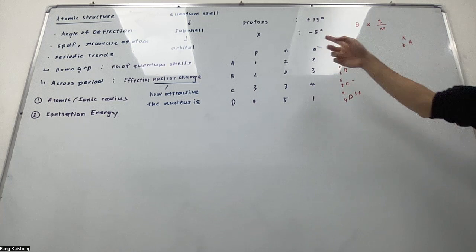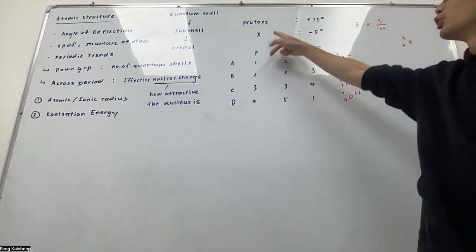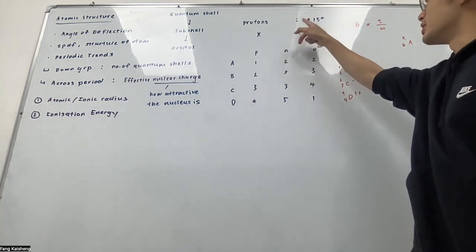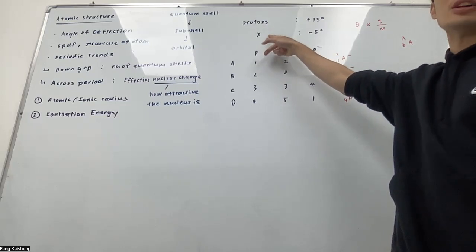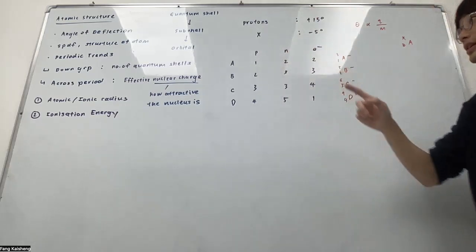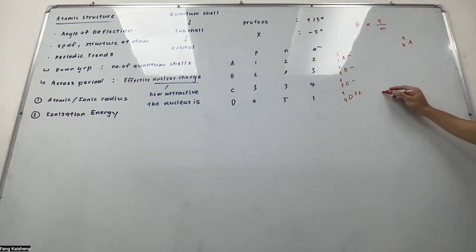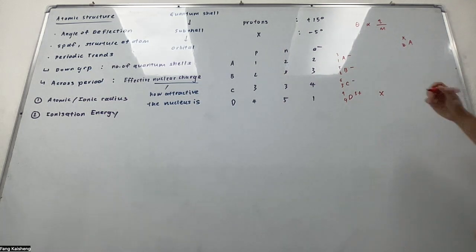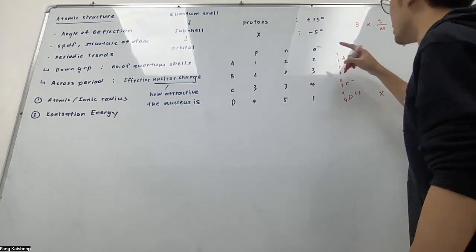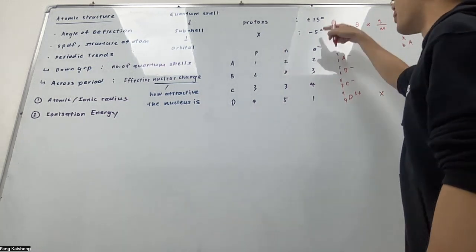What charge is X? Protons are positively charged and deflect in the positive direction. Negatively charged particles deflect in the negative direction. Answer is not D. Yes. It's one of the three options A, B, C. But now we actually need to determine why it's 15 degrees and why it's 5 degrees.